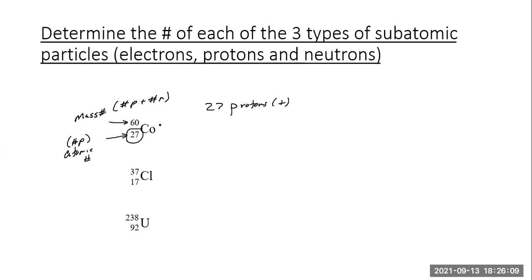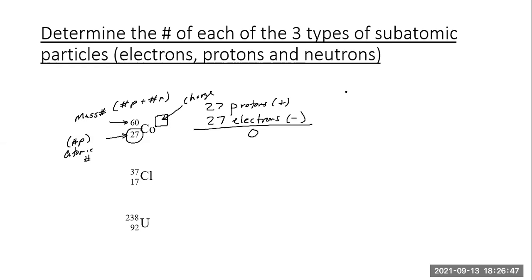This one is neutral, and the reason we know it's neutral is because if it did have a charge, it would be written here, positive, negative, whatever it may be. Because we don't see anything written there, we can assume it's neutral, which means in order to balance out my 27 positive charges for my protons, I would need 27 electrons. 27 positive charges and 27 negative charges leaves a zero overall charge, so it is neutral.